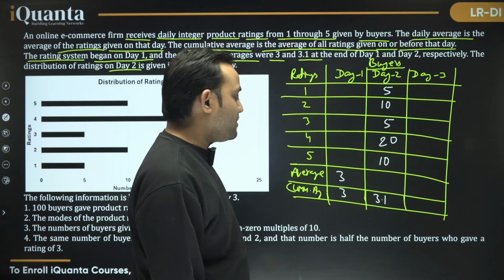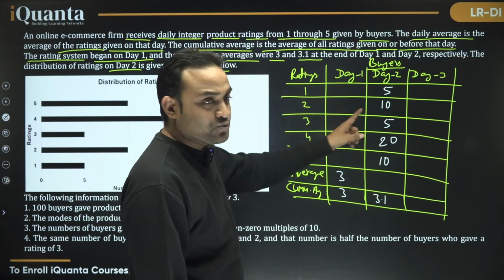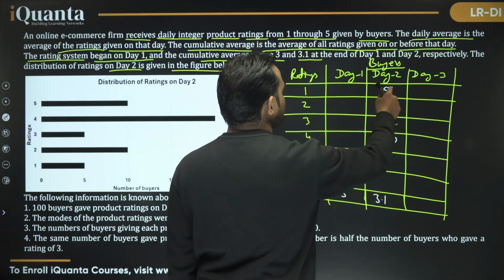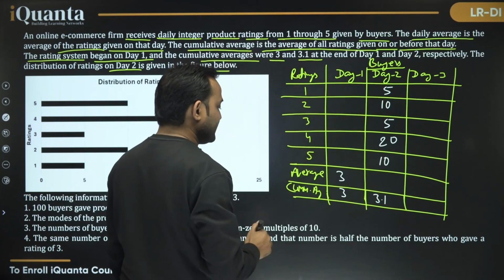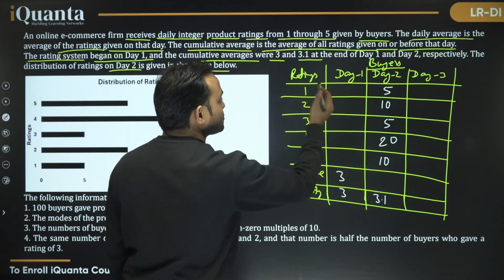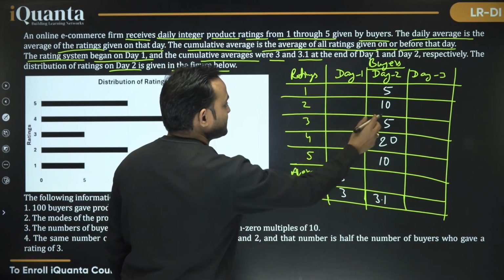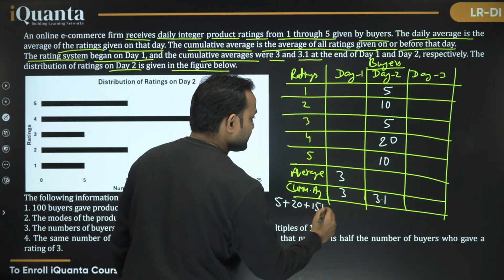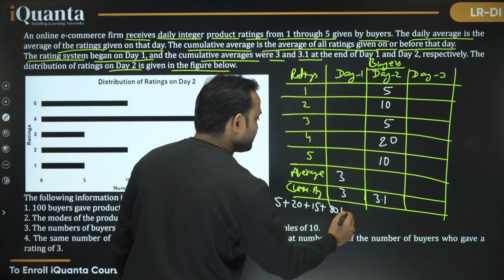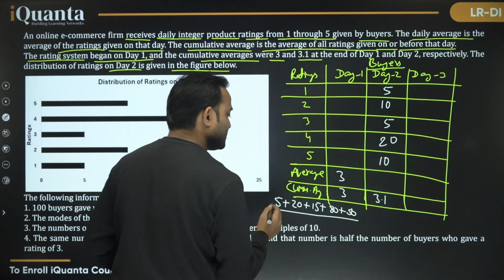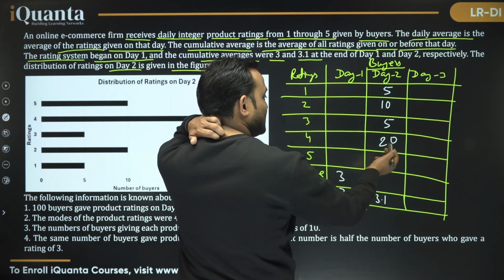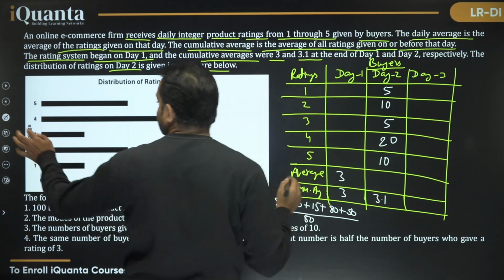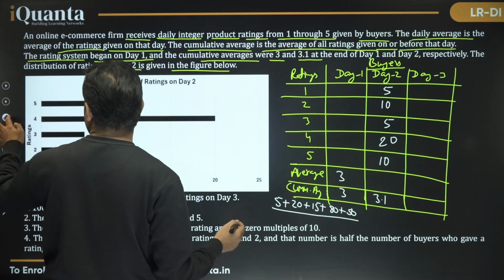Now in case of day 2, can we find the average? Yes, we can find. What will be the average? So 5 into 1, 5, plus 10 into 2, 20, 5 into 3, 15, plus 20 into 4, 80, plus 50, divided by the total number of buyers, which is 20, 30, 40, 50. So this is divided by 50. So what do we get?